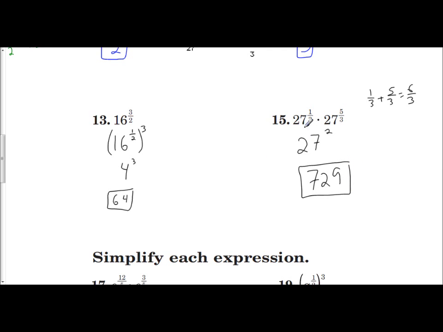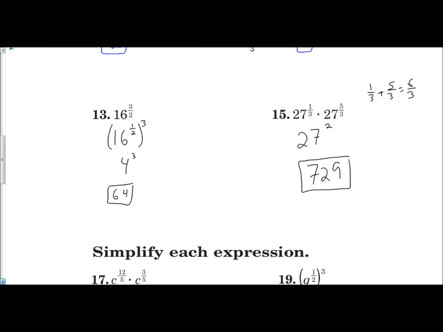The other way you could do this problem is to deal with 27 to the 1/3 power, which is 3, and then break this apart and go from there. I prefer to combine them together into one and hopefully be able to simplify my exponent to make it easier.